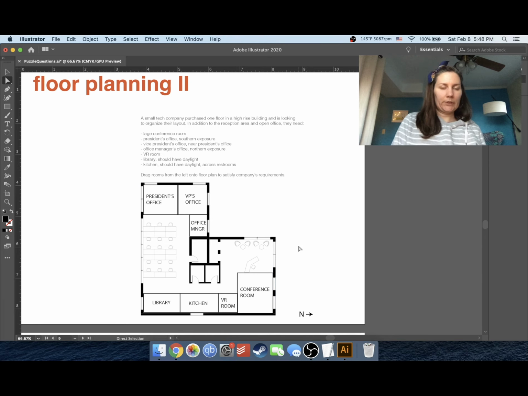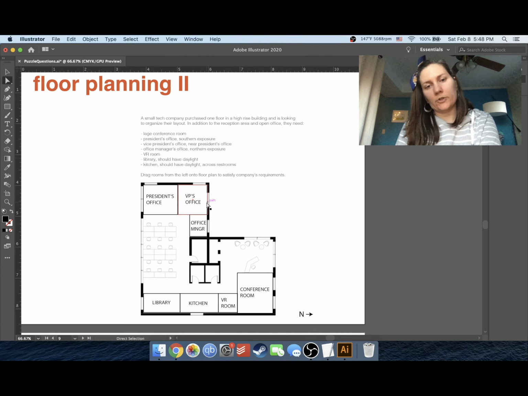So here we are. We have a diagram for a floor plan. It looks believable to me. Again, before we move forward, you quickly glance through the requirements again. Large conference room, yes, it makes sense. President's office, southern exposure there, that makes sense, because it has 3 windows instead of 1, it's pretty obvious. Office manager's office, northern exposure, yes.